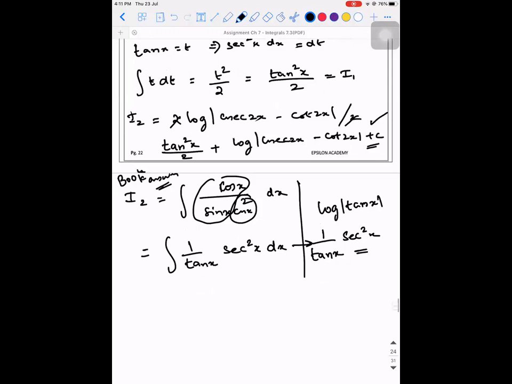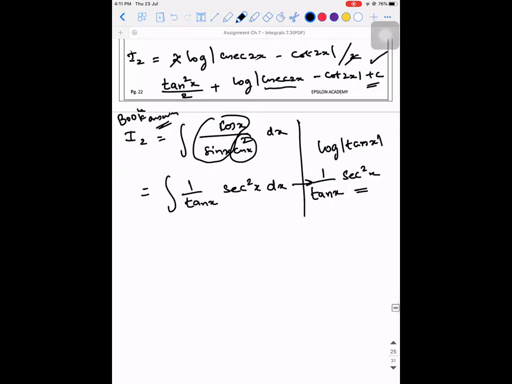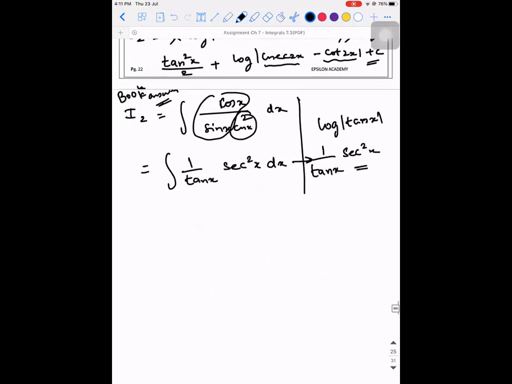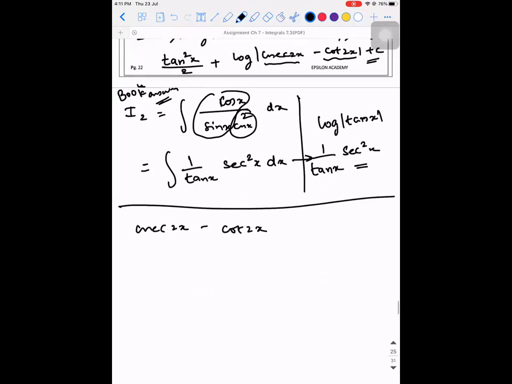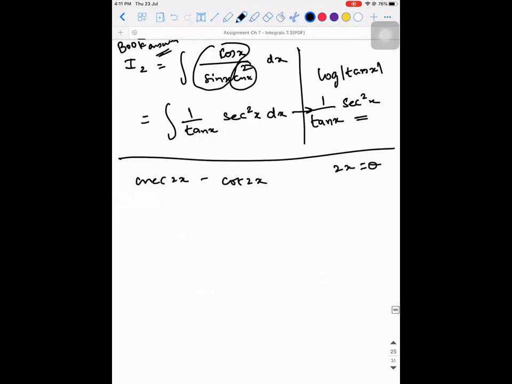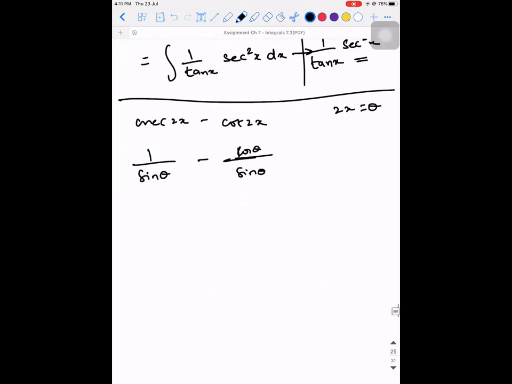For understanding purpose, I want you guys to do one thing. Can you solve cosecant 2x minus cot 2x and see if it is equal to tan x? Let's try to solve and see. Cosecant 2x minus cot 2x. I'm taking 2x as theta, no substitution at all. So cosecant theta is nothing but 1 by sin theta, minus cot theta is cos theta by sin theta. So 1 minus cos theta divided by sin theta.